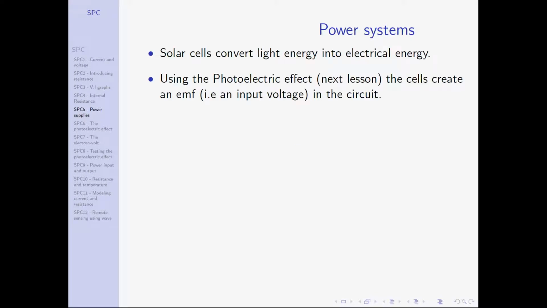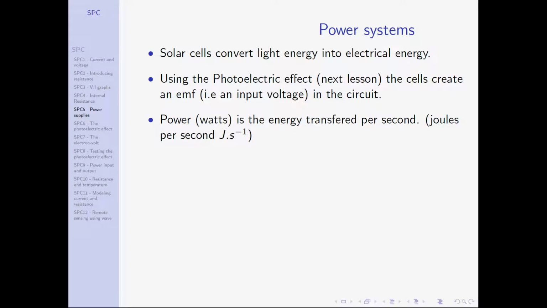So next lesson we'll have a look at the photovoltaic effect, which tells us how solar cells manage to turn light energy into electrical energy.